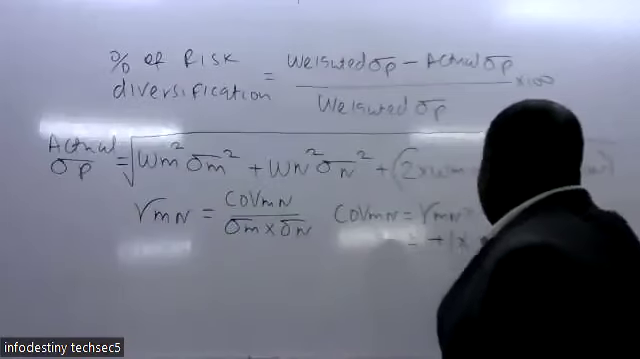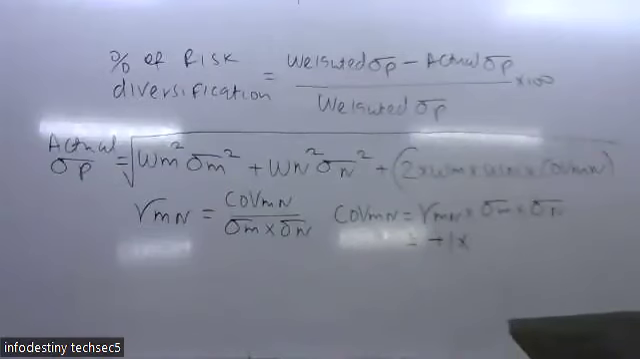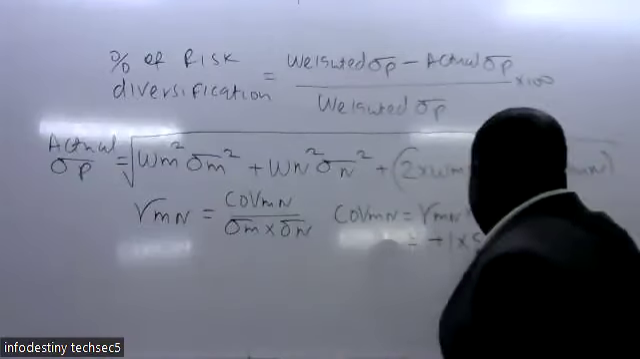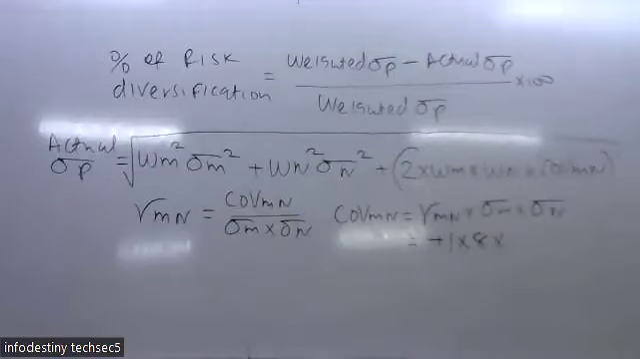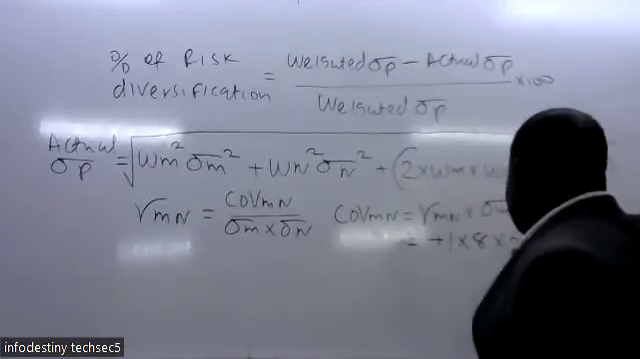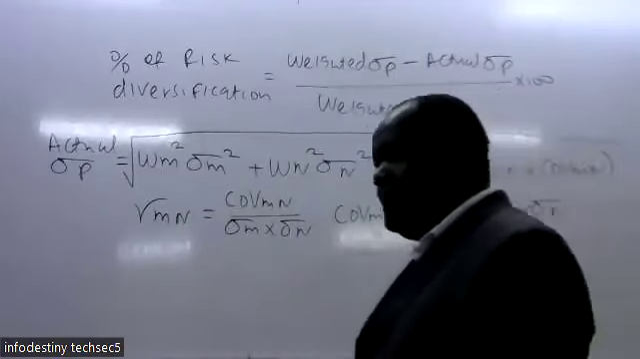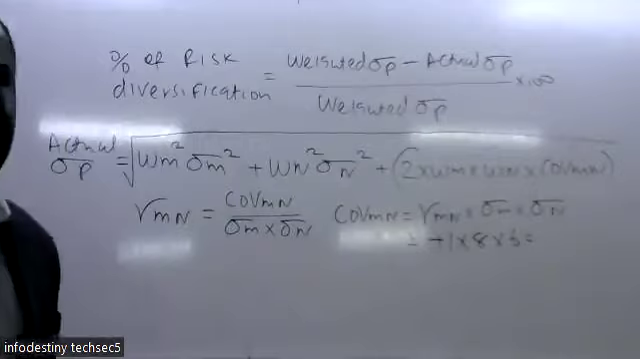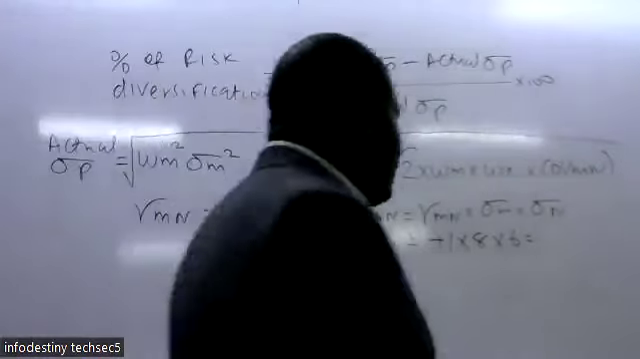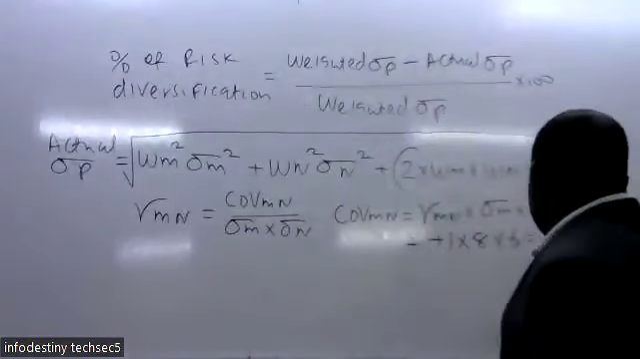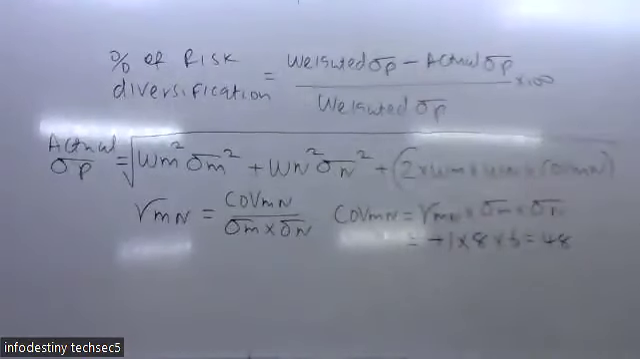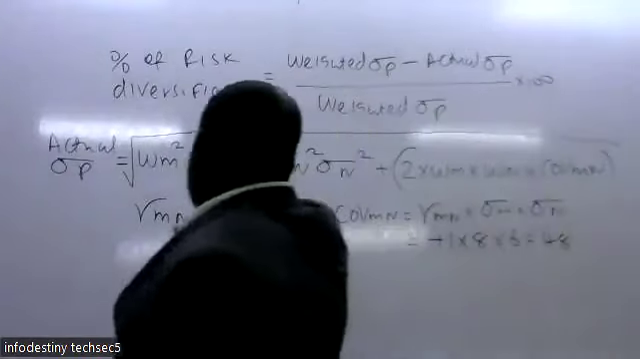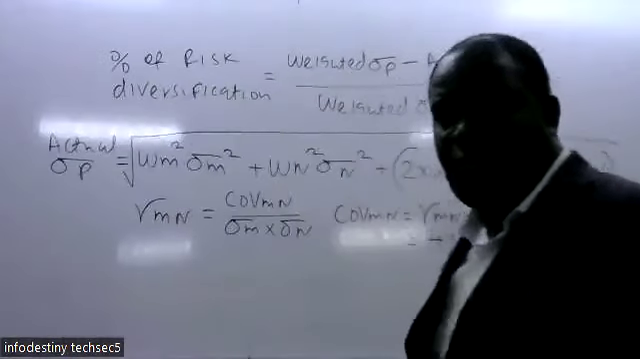The standard deviation for M is given. Are you able to see 8, multiplied by 8? The standard deviation for N is also given. Are you able to see 6? So that should give you a figure of 48. You get the value of 48. Now after that, we should be able to come back to our equation.